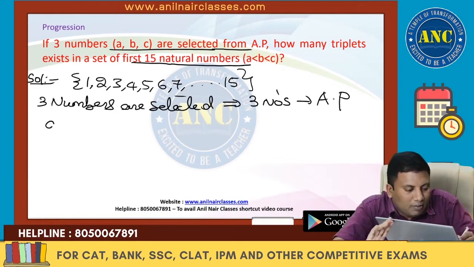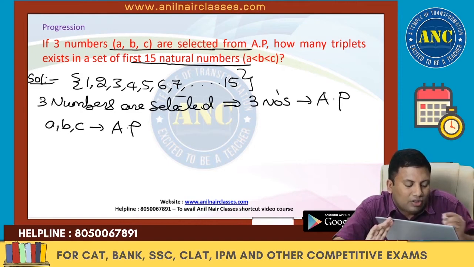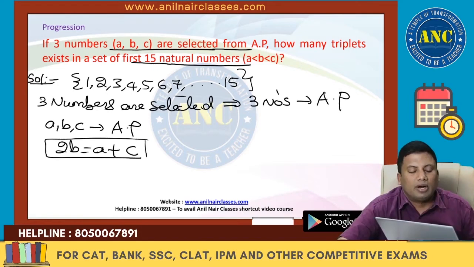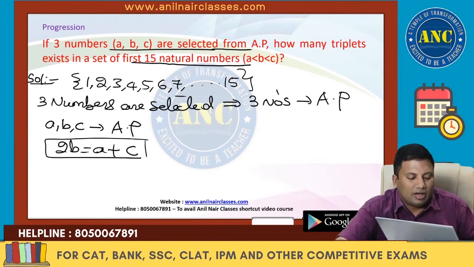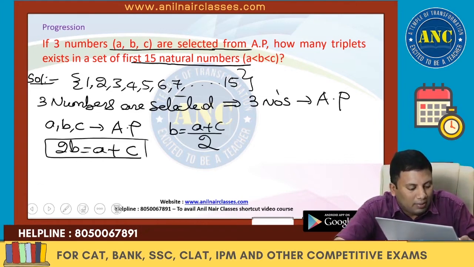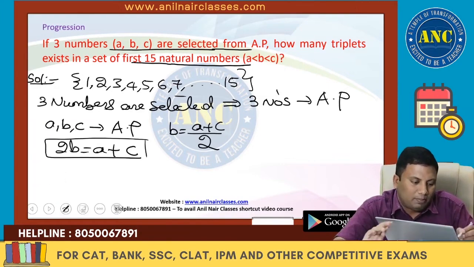So if A, B, C are in arithmetic progression, 2B is equivalent to A plus C. The middle term is nothing but the average of the first term and the last term, that is, first term plus last term by 2. So 2B is equivalent to A plus C.